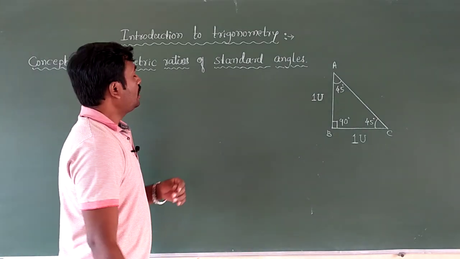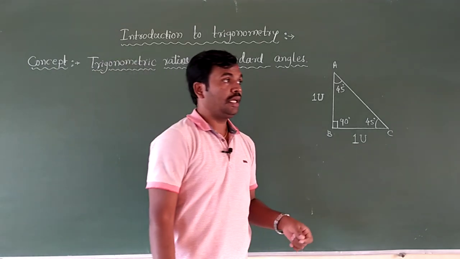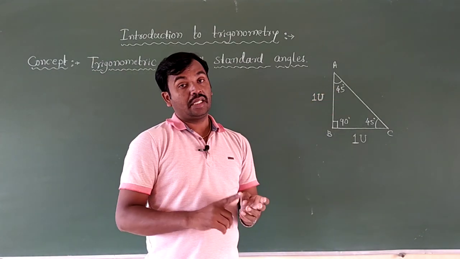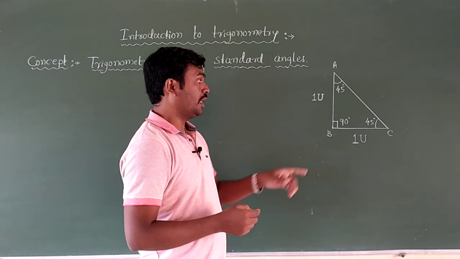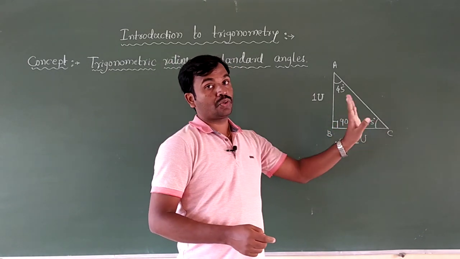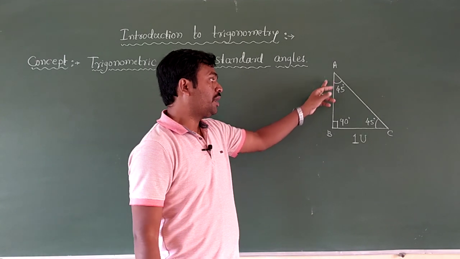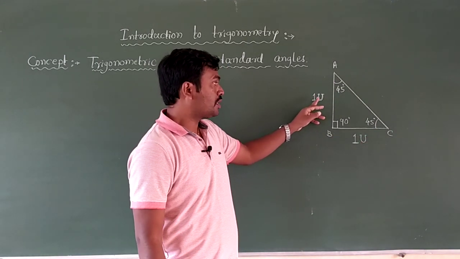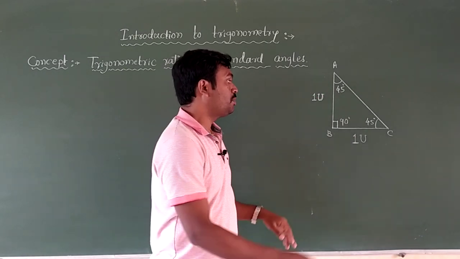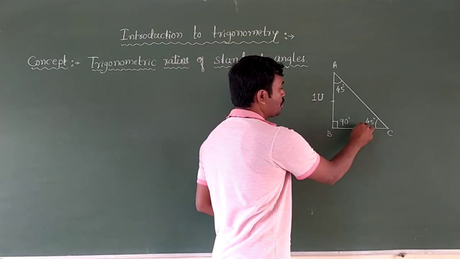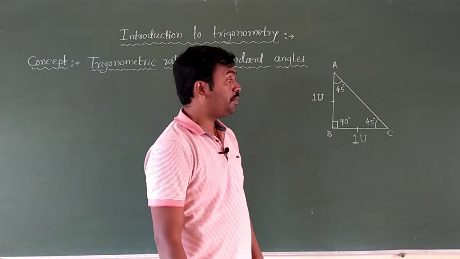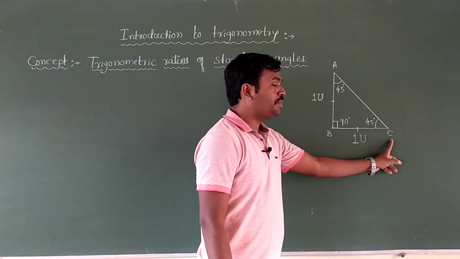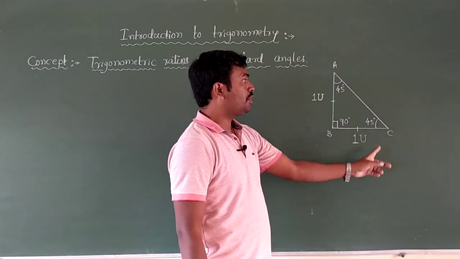Here, I will take the first one, 45 degree. Why is it 45 degree? In a right angle triangle, if one angle is equal to 45 degree, then the other angle is also equal to 45 degree. So, it becomes an isosceles right angle triangle. If it is an isosceles right angle triangle, two sides must be equal. So, here AB is equal to BC. If AB measures 1 unit and BC measures 1 unit, then what is the value of the hypotenuse?